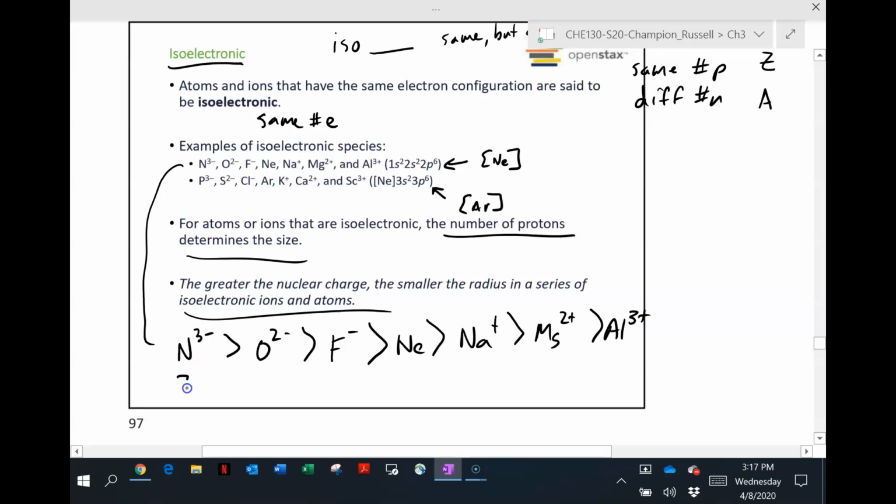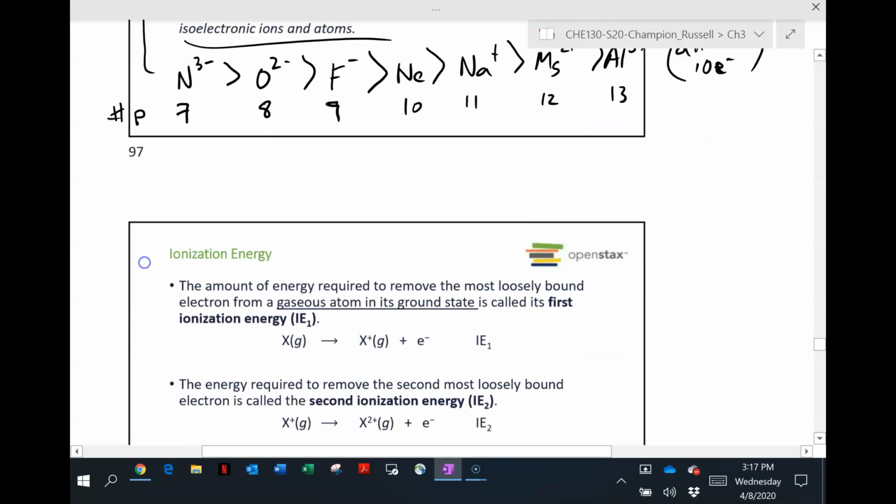because nitrogen has 7 protons, oxygen has 8, fluorine has 9, neon has 10, sodium has 11, magnesium has 12, aluminum has 13. All of these have 10 electrons, so they're isoelectronic. That's the definition of isoelectronic.